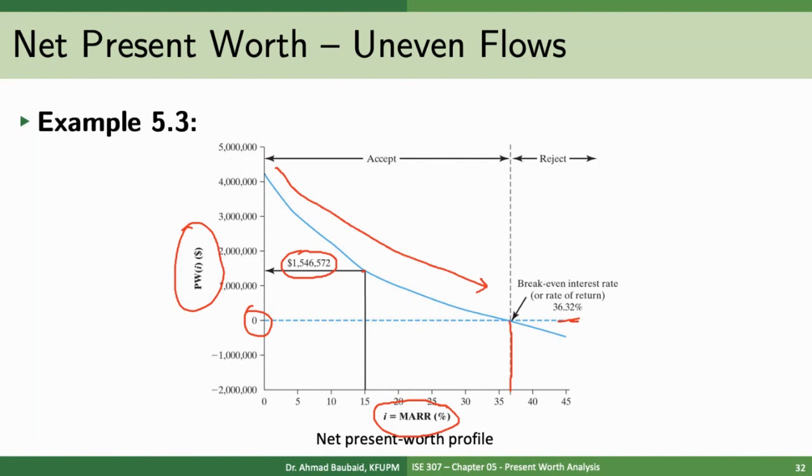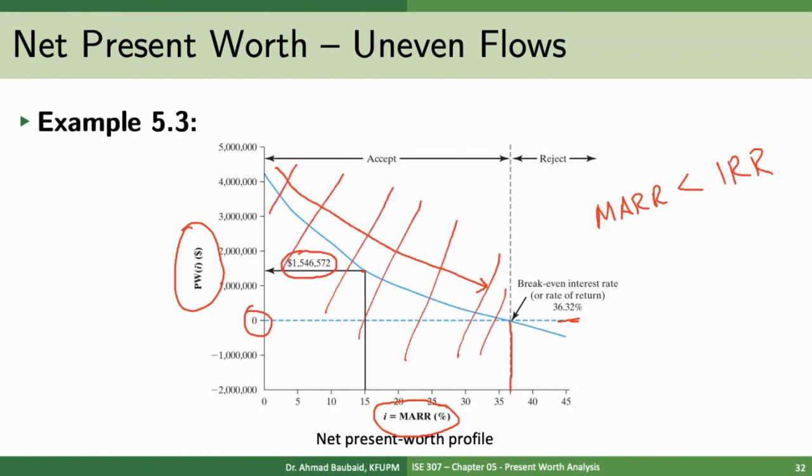And in fact, we'll see later, or maybe you can see it from here, that because our MAR value is less than IRR, this region here corresponds to a region in which we accept the investment. Why? Because the values for the curve in this region are all positive, which means my net present worth is positive, and I know if I'm in that region, then I should accept the investment.